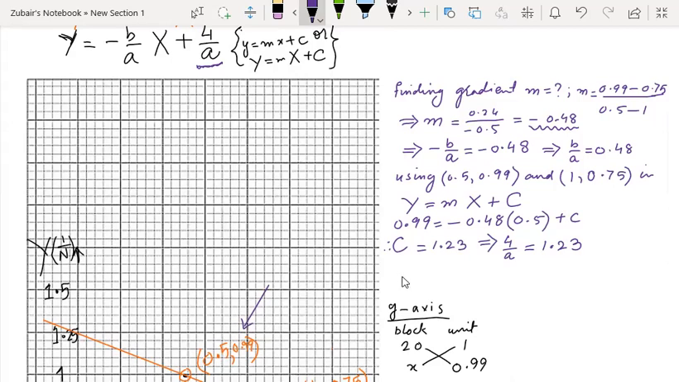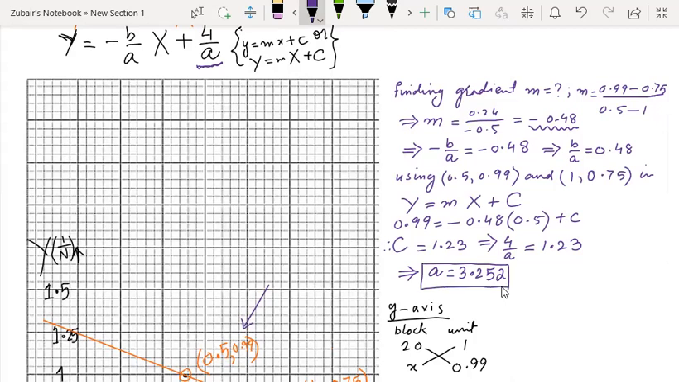This implies that A is equal to 4 divided by 1.23, which is 3.252. It's coming out as 3.252. So this is the value of A.